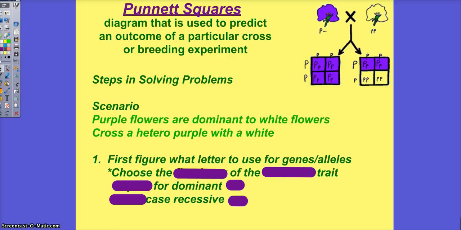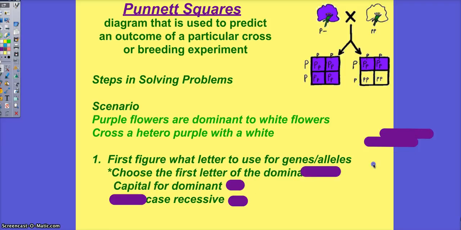So the hetero means what? Opposite. Like different? Different in what way? In genes, what's different? It's a capital P and a lowercase p, okay? So the first thing we have to decide is what letters are we going to use? P, because purple's dominant. And we're always going to choose the first letter of the dominant trait. So for a dominant trait, we're going to use what letter? Capital P. And for recessive? Lowercase p, okay?